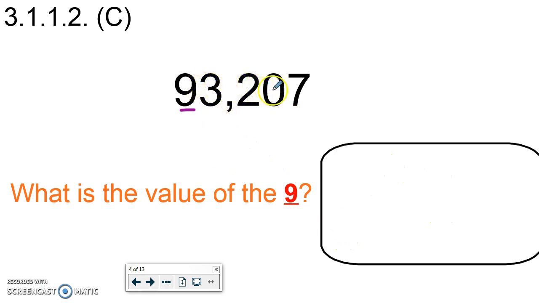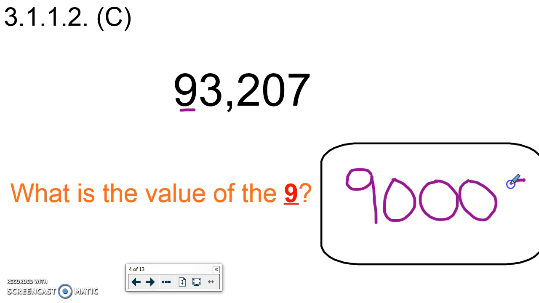Again, there's 1, 2, 3, 4 digits after the 9, so I'm going to change those to zeros. The 3 becomes a 0. The 2 becomes a 0. The 0 stays a 0. And the 7 becomes a 0. 1, 2, 3, comma, 90,000 is the value of the 9. 90,000. Erase. Hopefully you're getting that.